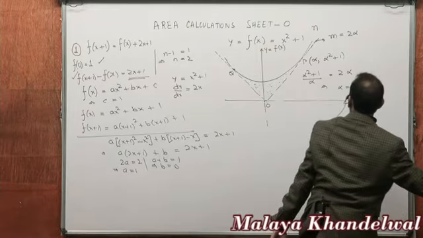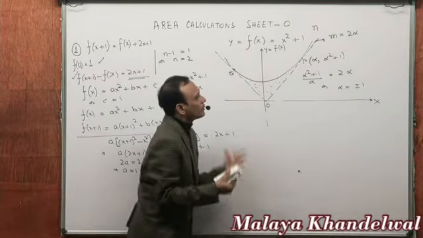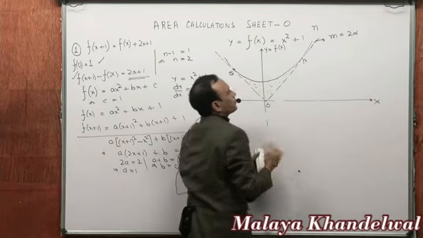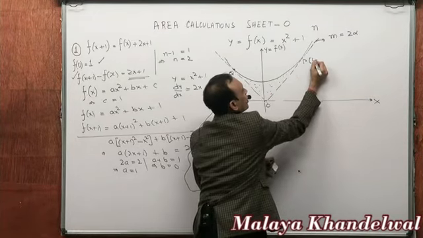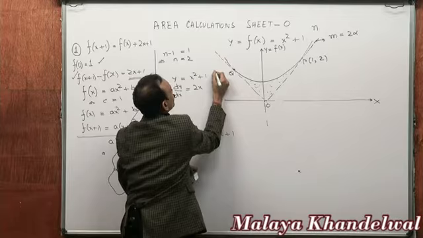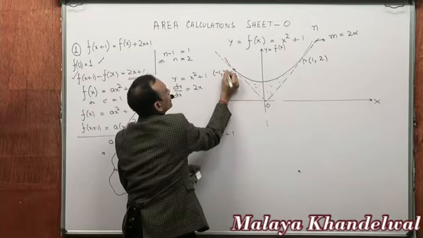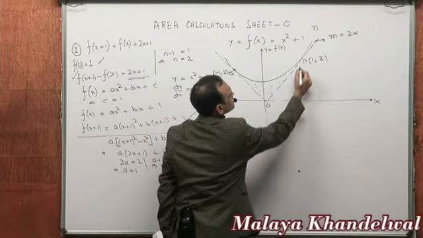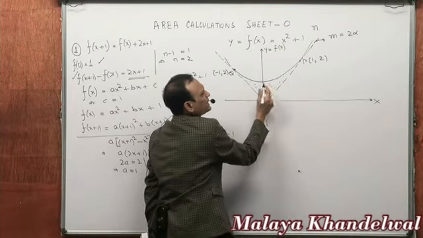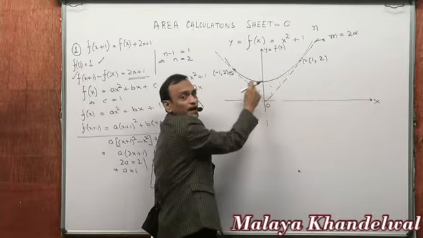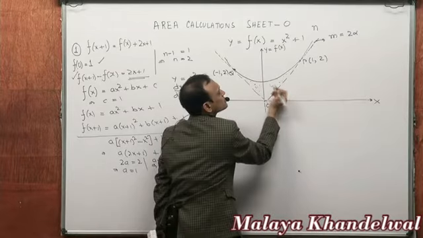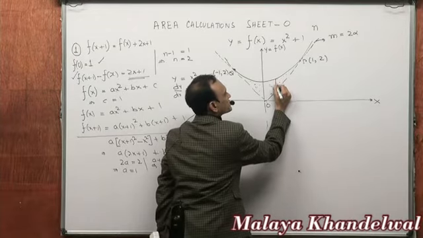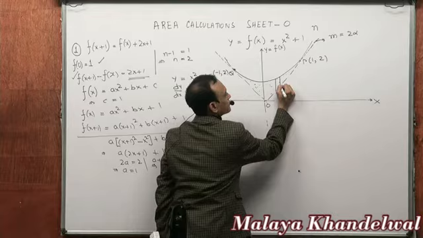Good. Now we are almost there. So let me replace alpha by 1. P has coordinates (1, 2), and Q has coordinates (minus 1, 2), right? Now all that I need to do is find this area and double it because of symmetry. So what could be done is I could select strips of this kind.